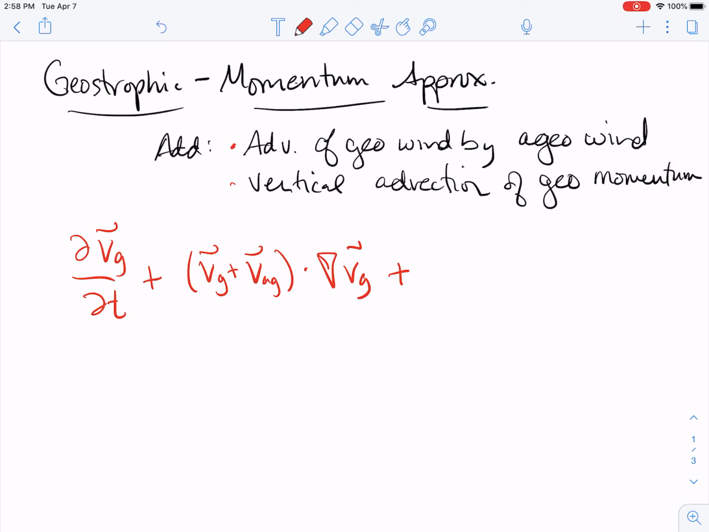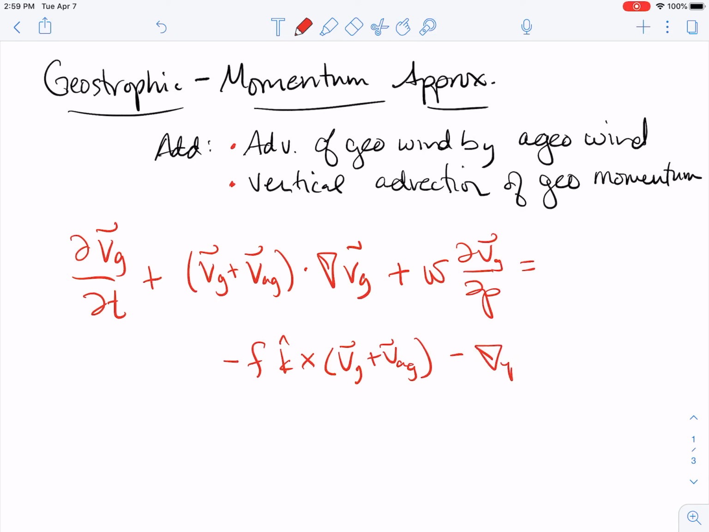Additionally, we're going to add our second piece here, the vertical advection of geostrophic momentum here with our omega dVg/dp term equals, and then our right-hand side is going to be the same as before, minus f k hat cross Vg plus Vag minus del p phi.